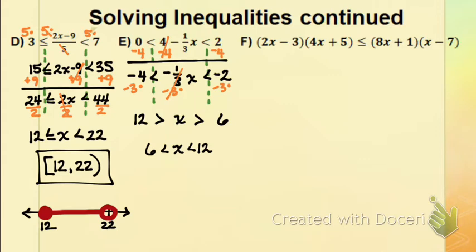So what is my interval solution here? Yes, parentheses 6, comma 12. First step on part F. What would you need to do to begin this problem? Distribute. I want you guys to go ahead and do that on your papers. Distribute both sides of the inequality on part F. I'll give you a minute or so to do that.